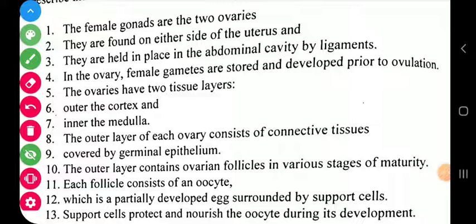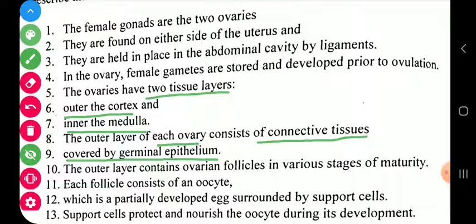The ovaries have two tissue layers. So what are the two tissue layers in the ovary? Outer, the cortex; inner, the medulla. We saw that in our images. The outer layer of each ovary consists of connective tissue, and it is covered by germinal epithelium. See, you have to go back to the image. With the image, go with this. Then you can understand it better.